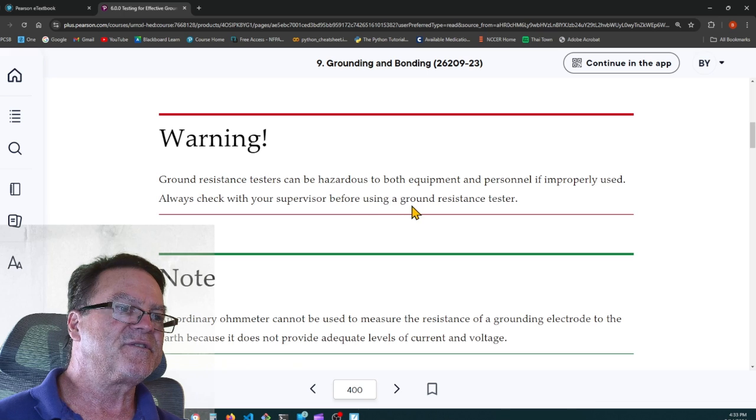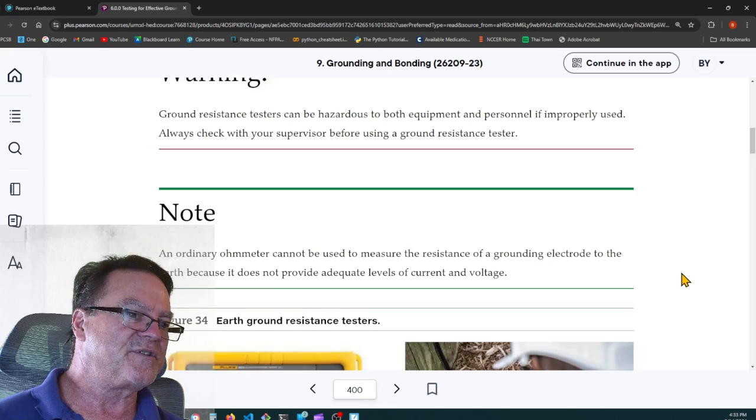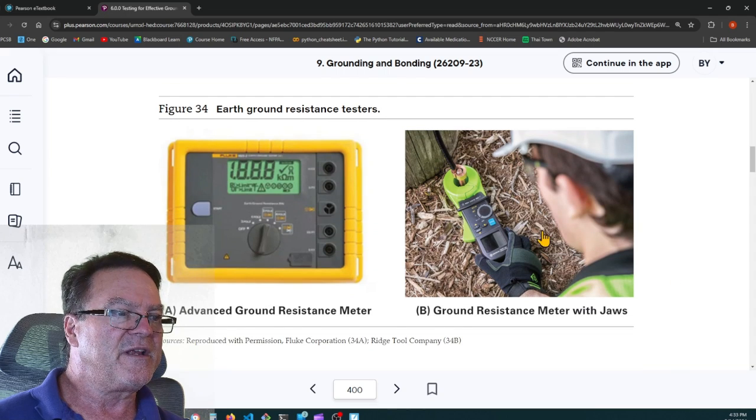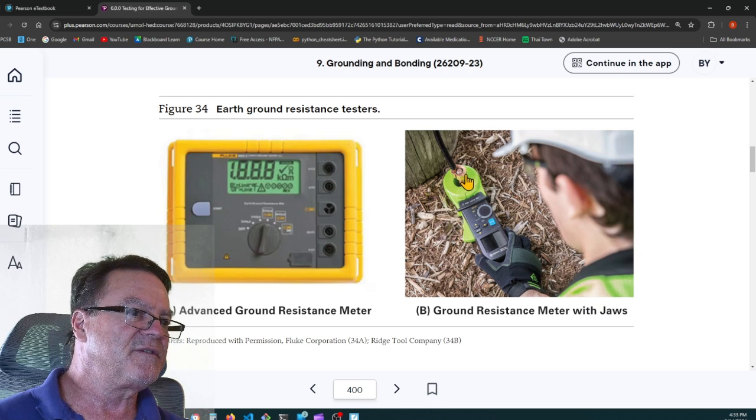Warning: ground resistance testers can be hazardous to both equipment and personnel if improperly used. Always check with your supervisor before using a ground resistance tester. So here he's using a ground resistance tester, and he's putting it around this ground rod to see what the resistance per foot of earth is.